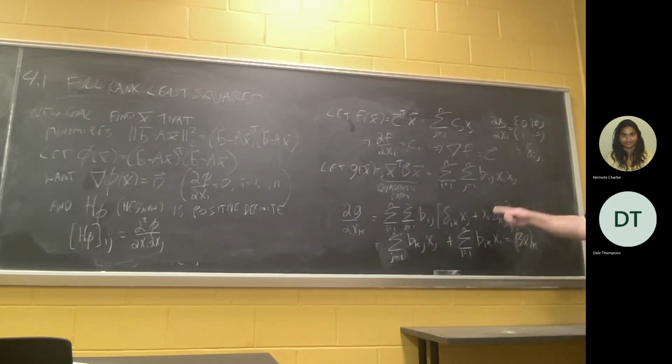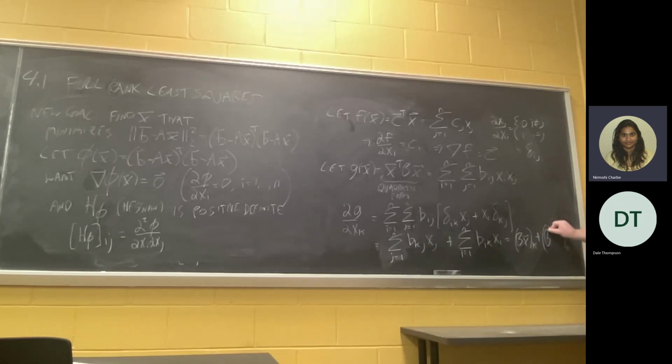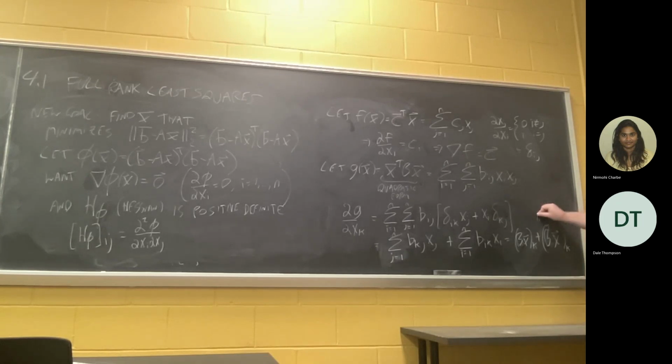But how can I describe this as also the kth element of a matrix vector product? How do I deal with the fact that these indices are in the wrong order? Take a transpose. Transpose it? Yes. So you have B transpose x in that case. So in summary, the gradient of g is equal to B plus B transpose times x.